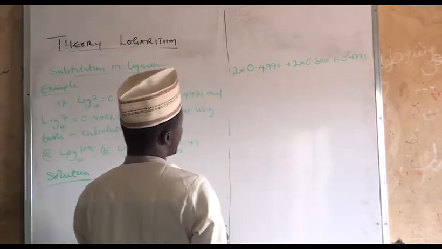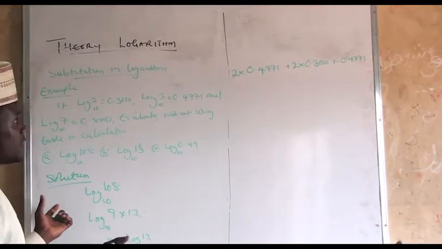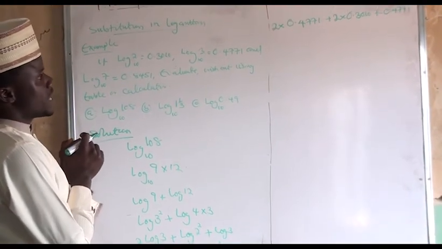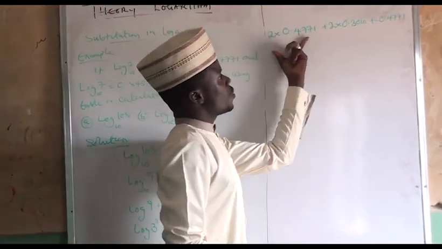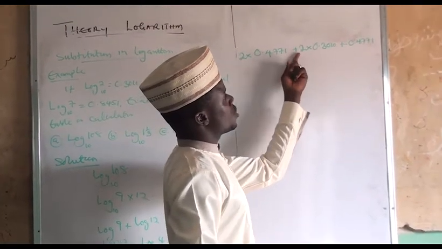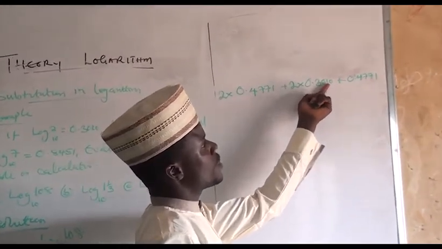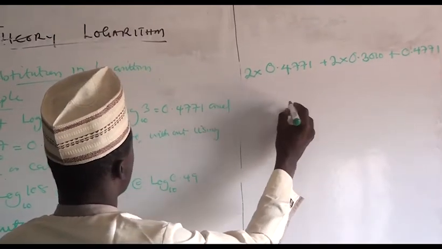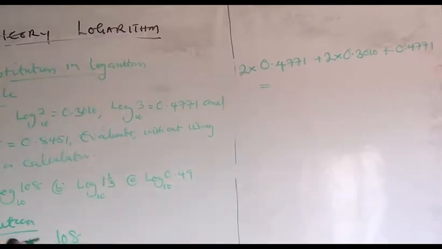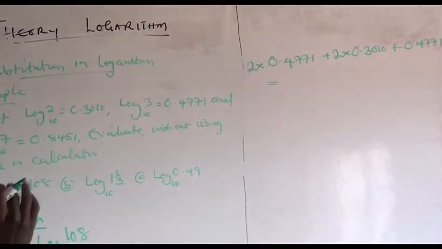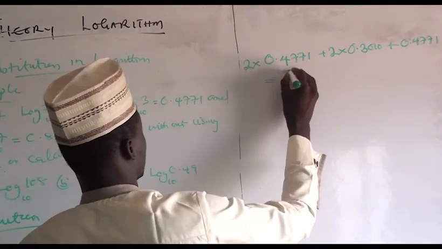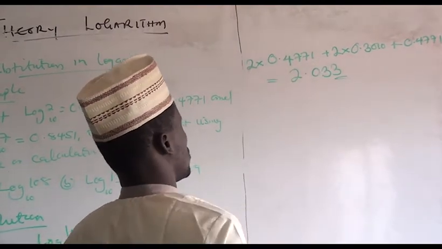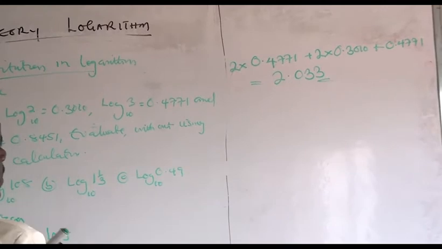0.4771. So now when we multiply 2 times 0.4771, that is, we can now say 2 times 0.4771 plus 2 times 0.3010 plus 0.4771. Then here we want to have all in all. When we multiply and add together, we have 2.033. This is the logarithm of 108.